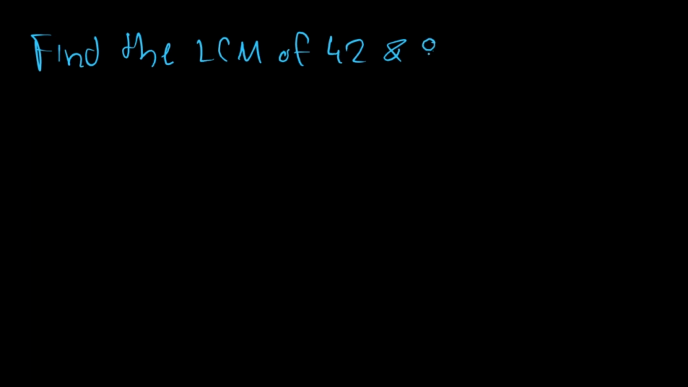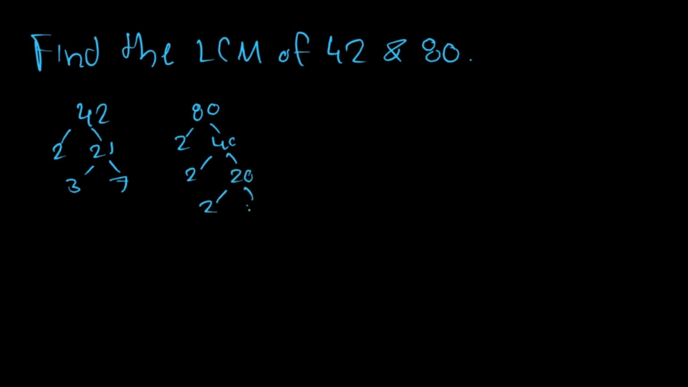Here's another example. So find the LCM of 42 and 80. Now pause this video and try do it yourself. See if you get it right. Okay, so 42, you'd break that down into 2 and 21, and then 3 and 7. For 80, you would break that down into 2 and 40, and then 2 and 20, and then 2 and 10, and then 2 and 5.